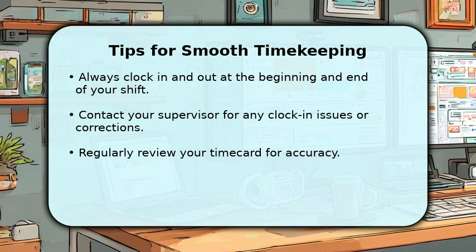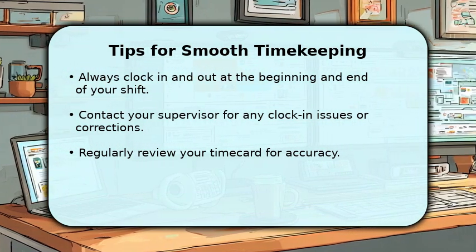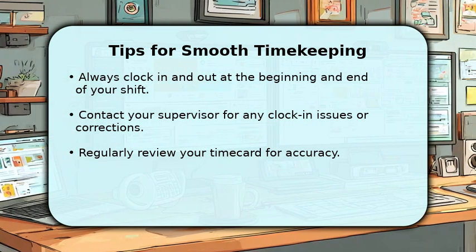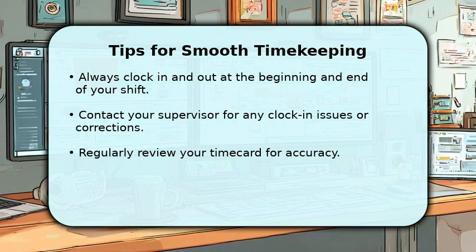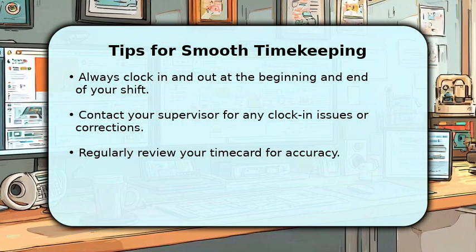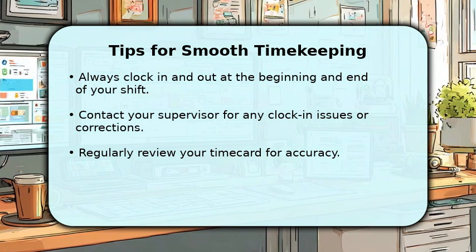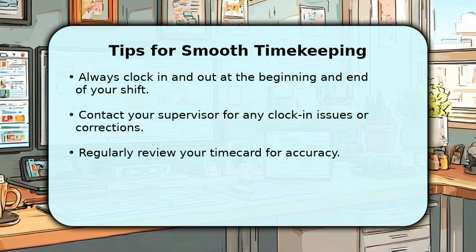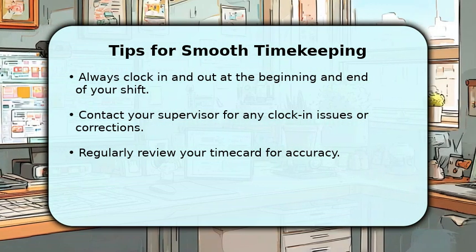To ensure smooth timekeeping, always remember to clock in at the start of your shift and clock out at the end. If you ever encounter any issues, such as forgetting to clock in or an error appearing, don't hesitate to contact your supervisor immediately for assistance and corrections. It's also a good practice to regularly review your time card to ensure all your hours are accurately recorded. Following these tips will help you maintain precise and hassle-free timekeeping with Kronos.